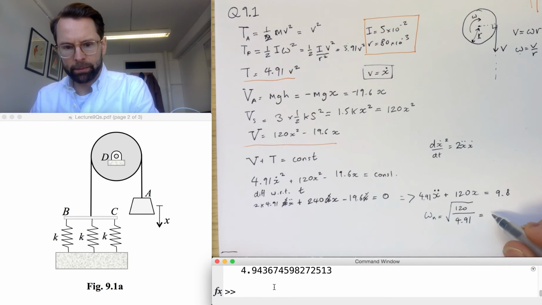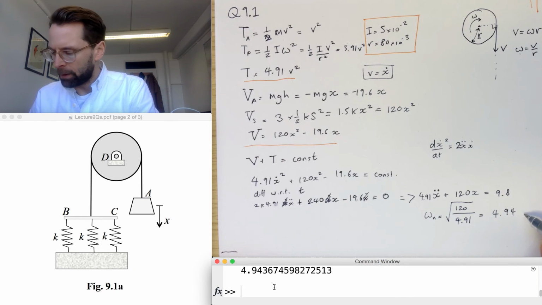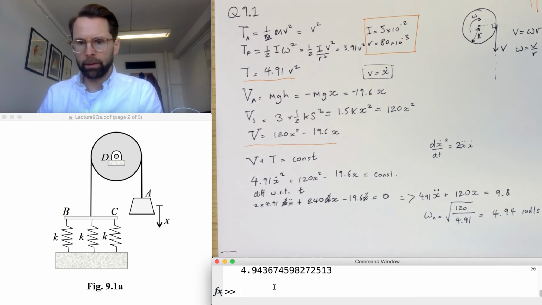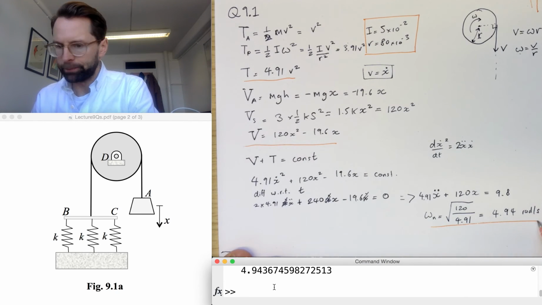So that equals 4.94 radians per second. So that's question 3 done.